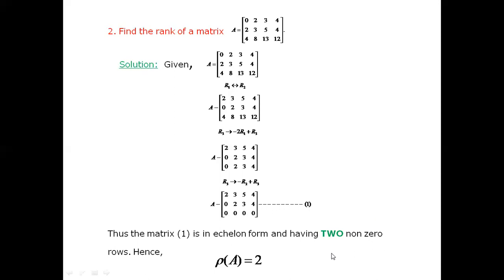Right? So this is the rank of the matrix. This is how we can find the rank of a matrix by using row operations or by reducing it to echelon form by applying row transformations. Now, 3.